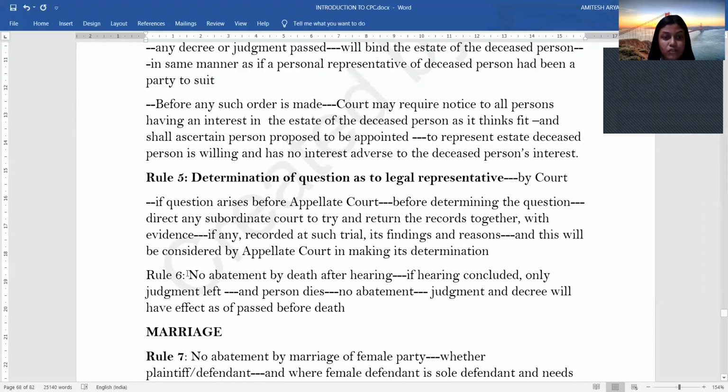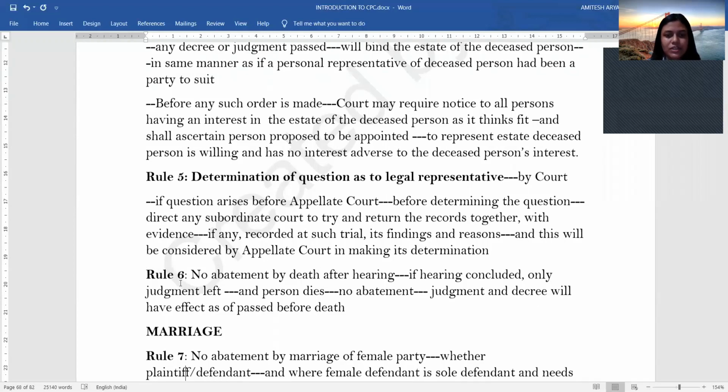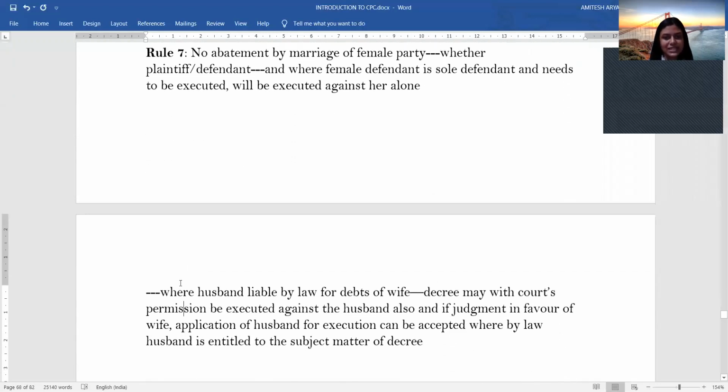And rule number 6 is saying that if the person had died after the hearing concluded and only judgment was left, then there will be no abatement, and judgment and decree will be passed to that effect as if it had been passed before his death.